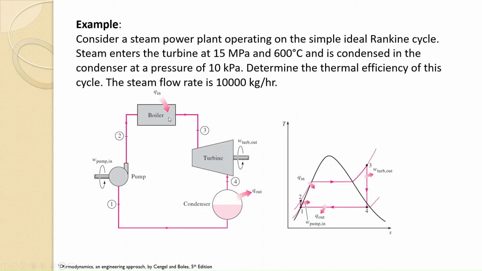So we have the boiler pressure, the steam that enters the turbine, pressure and temperature. We have the pressure in the condenser. So having this information, we can start to do our simulation.